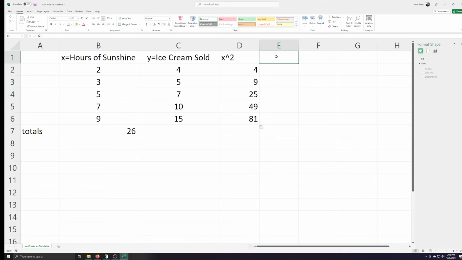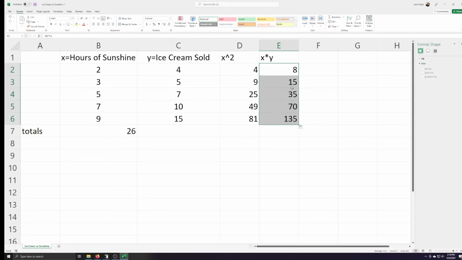Next, this is going to be the column X times Y. So I hit equals. I click on the cell that contains the 2. I hit the times button. I click on 4. Now I know 2 times 4 is 8. So I can scroll this down.